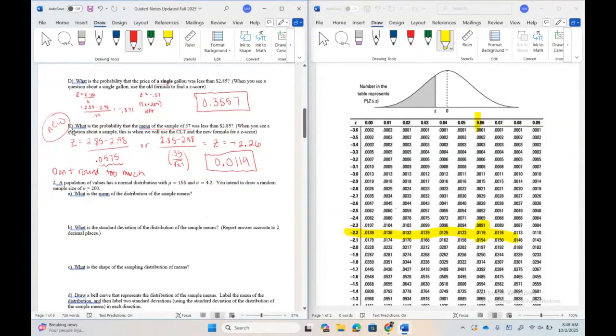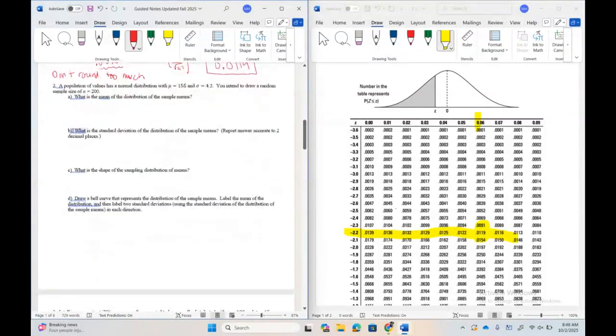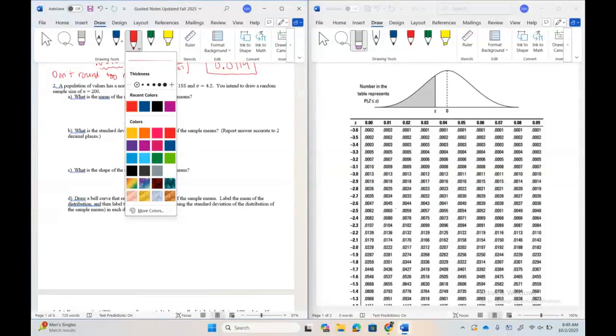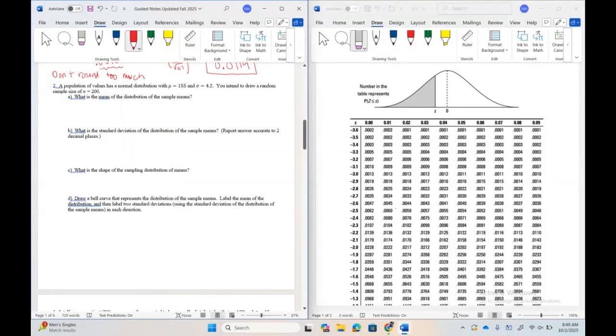All right, so next question. We have a population of values that is normally distributed with mean 155 and a standard deviation of 4.2. You intend to draw a random sample of 200. What is the mean of the sampling distribution of the sample means? Well, this guy equals this guy, which equals 155.